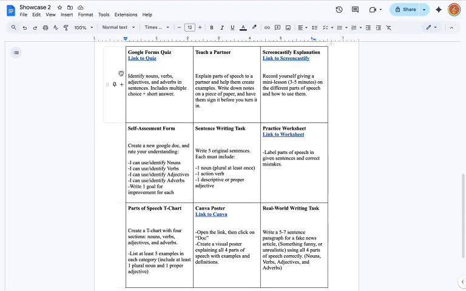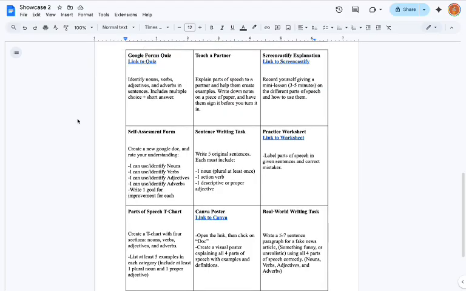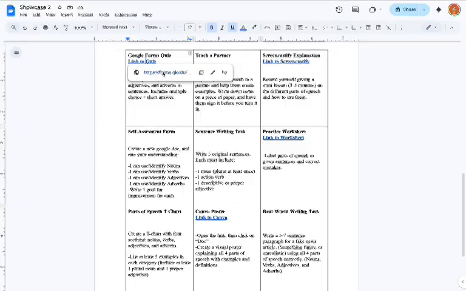Here is that choice board, and we have a Google Forms quiz, teach a partner, Screencastify explanation, self-assessment form, sentence writing task, practice worksheet, parts of speech T-chart, Canva poster, and real-world writing task. Here's the first one. So it's a Google Forms quiz, and it will help them to identify nouns, verbs, adjectives, and adverbs in sentences. This includes multiple choice and a short answer. Here is that link to the quiz.